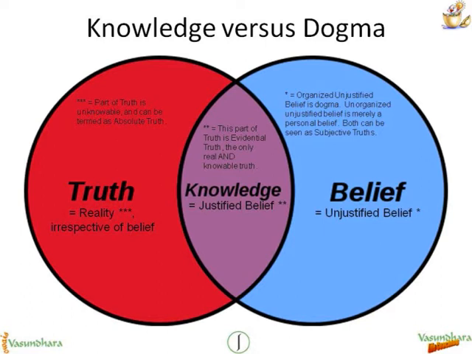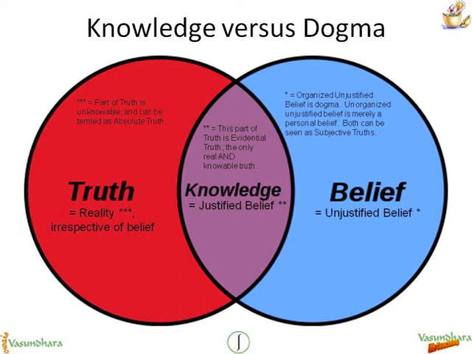Now, of course, because we have an experience of a life, some part of the truth seems to be known to us, because were it not so, we couldn't exist, we couldn't survive, we couldn't perceive things, we couldn't know things. So, knowledge is that part of truth which is known to us.